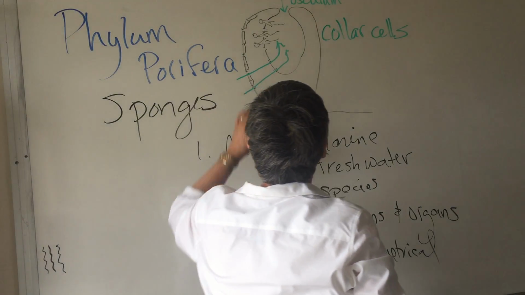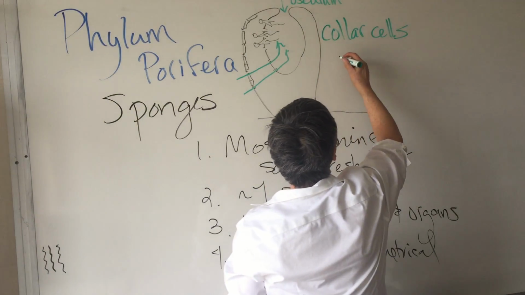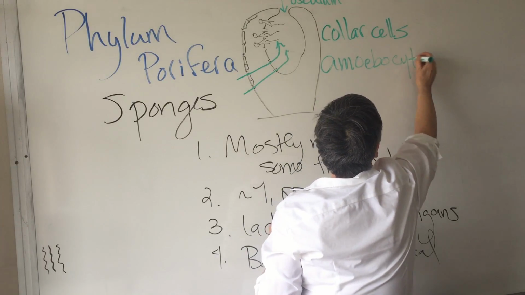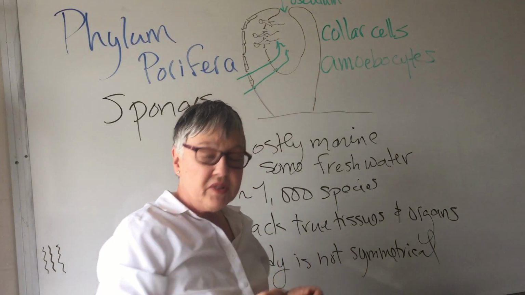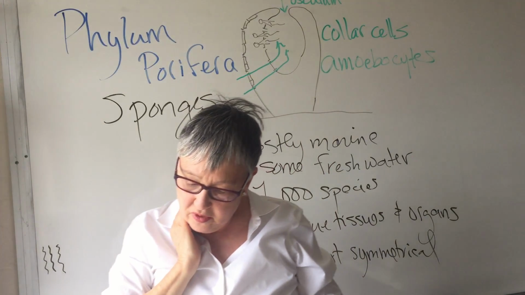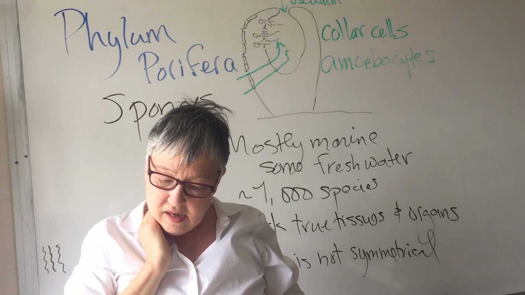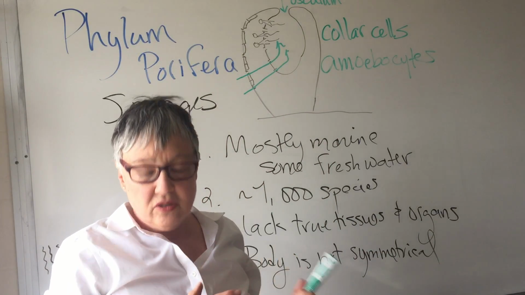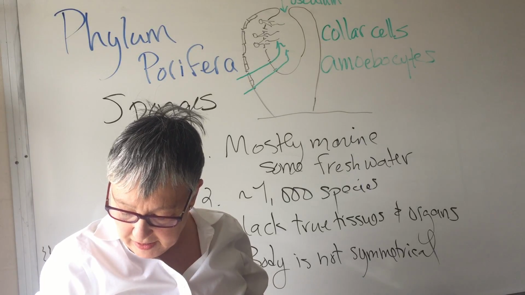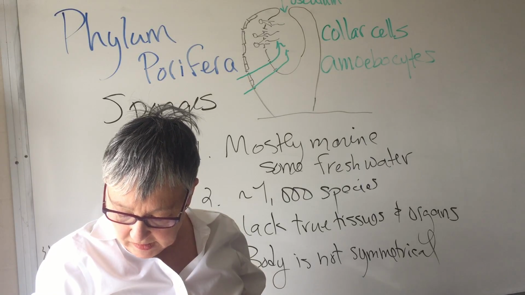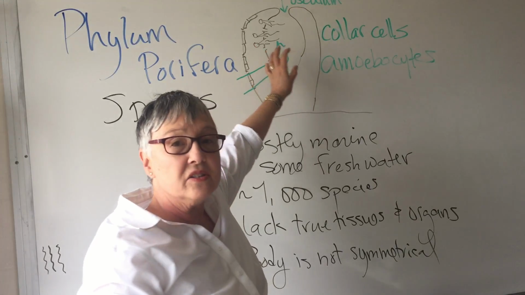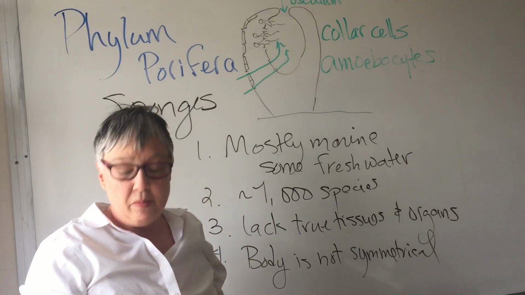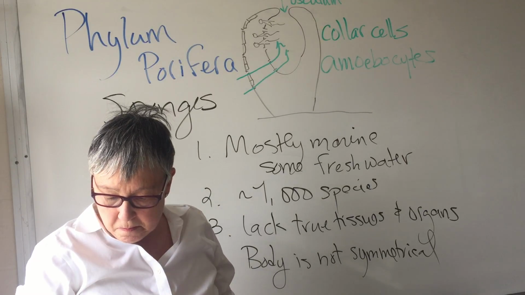There are also located within the sponge body cells that are called amoebocytes, and they are responsible for transferring food material from the collar cells to other cells in the body. So the collar cells produce a mucus, and that will help trap the material.